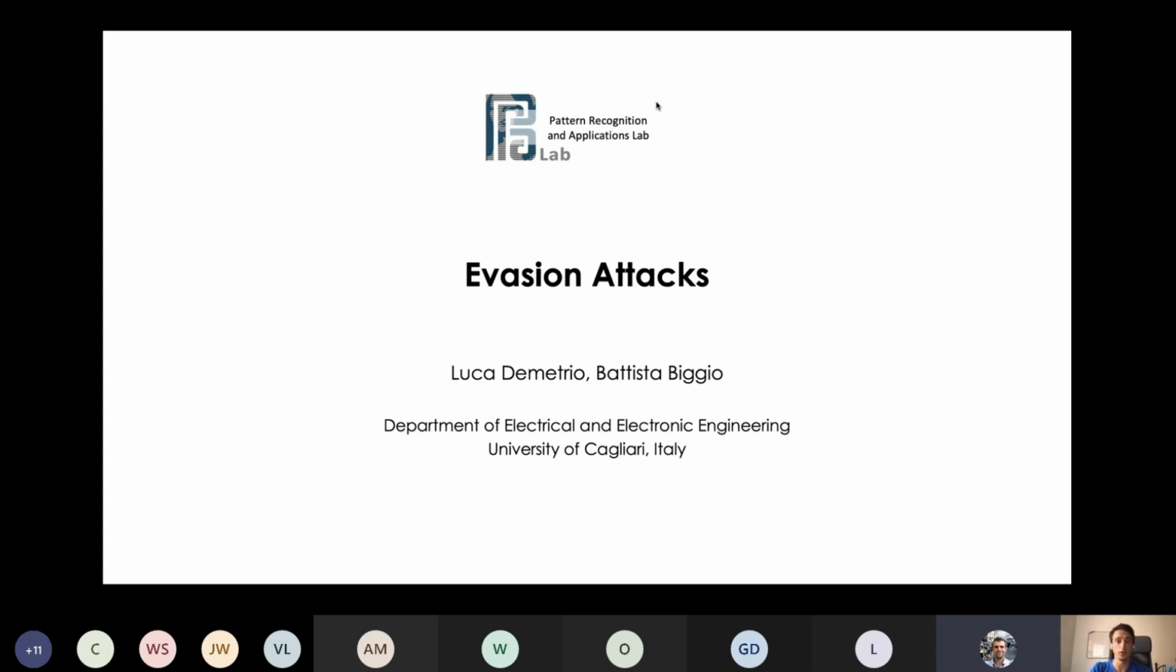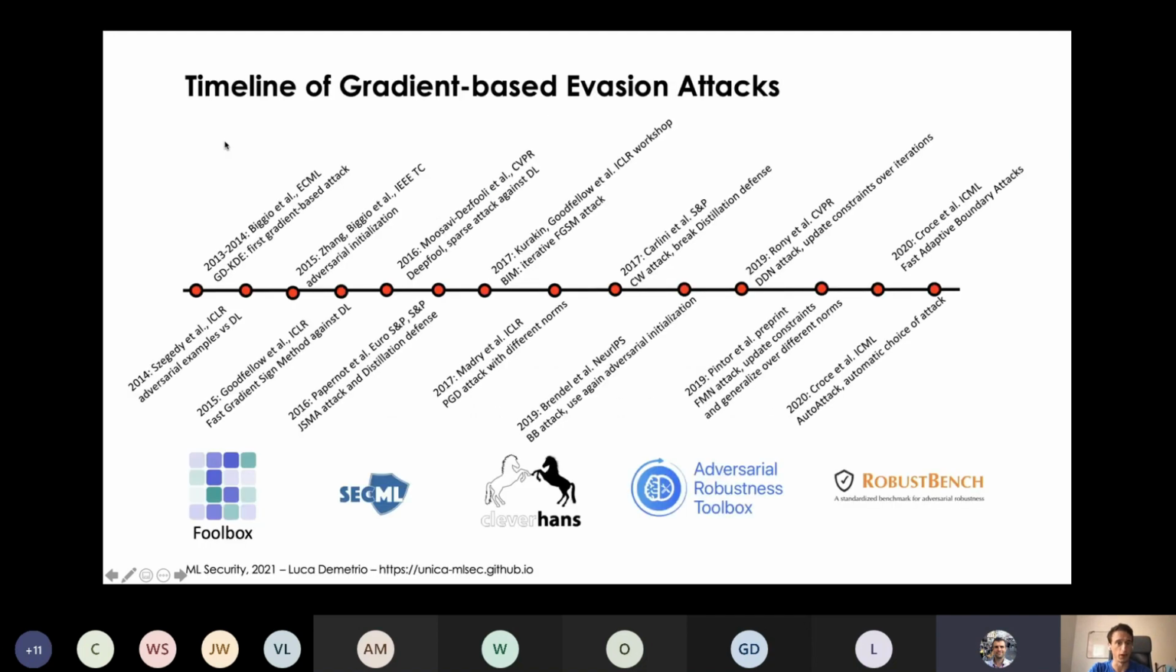So first of all, I think you already saw something like this. It is basically a timeline of what happened in the past and what's happening right now regarding evasion attacks. So we started in 2013, with the attack that Professor Biggio mentioned already to you. And then we have this avalanche of strategies that have been proposed. And we are going to cover basically most of the attacks that we are showing you here.